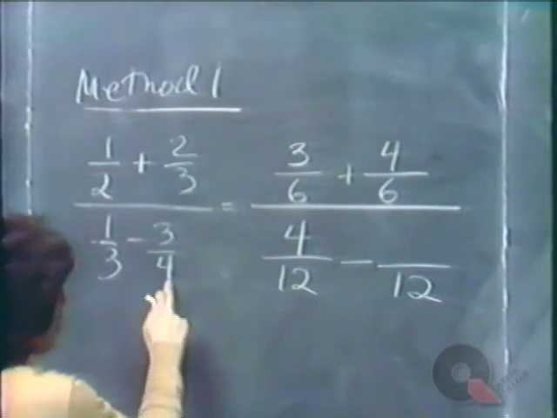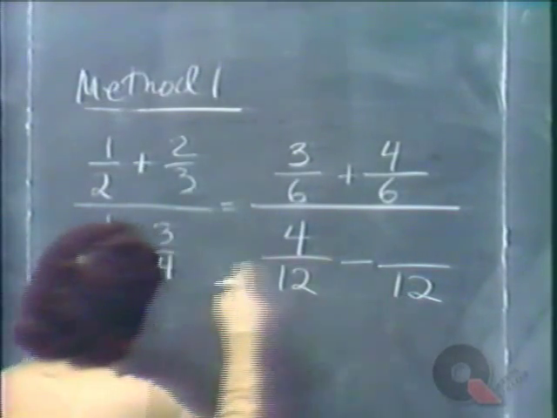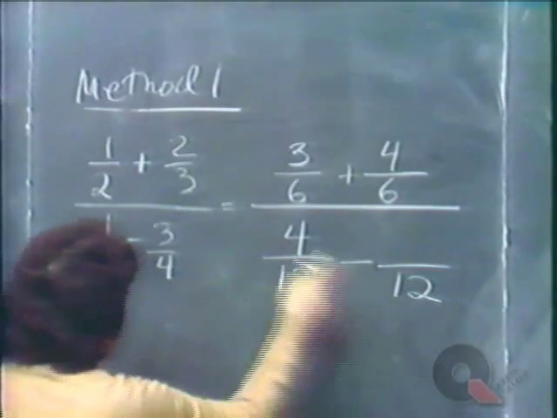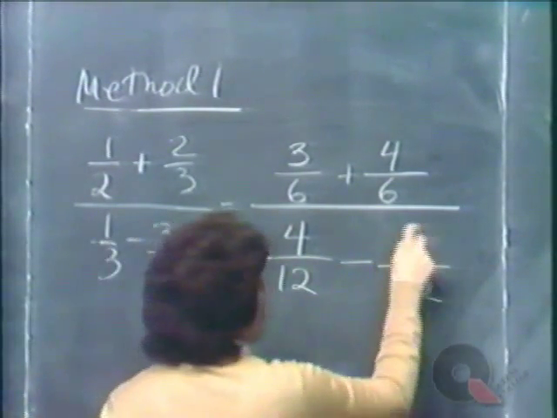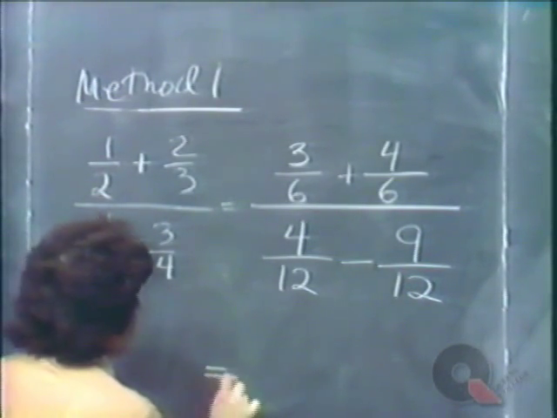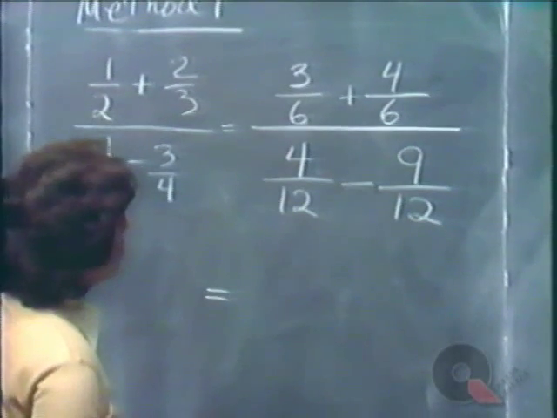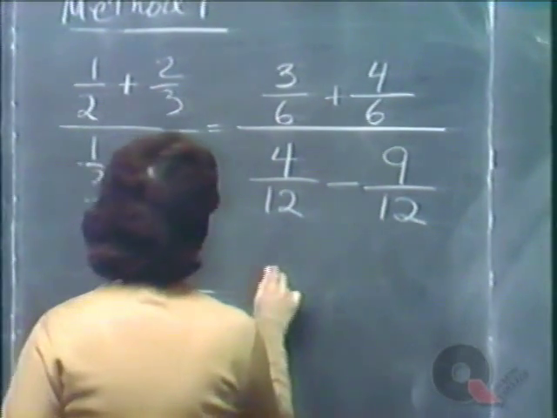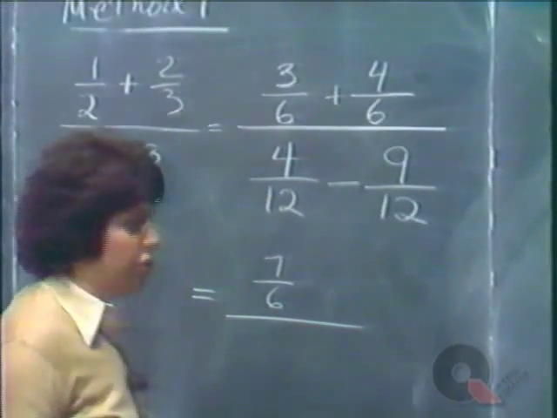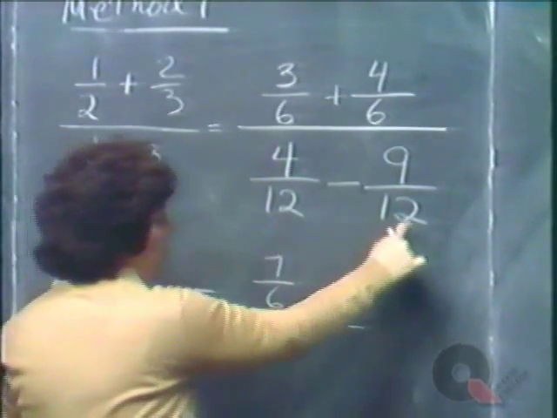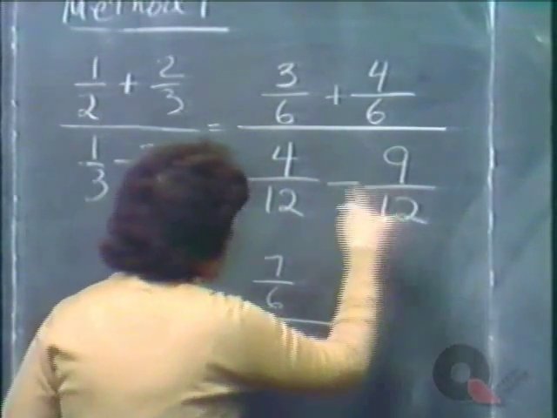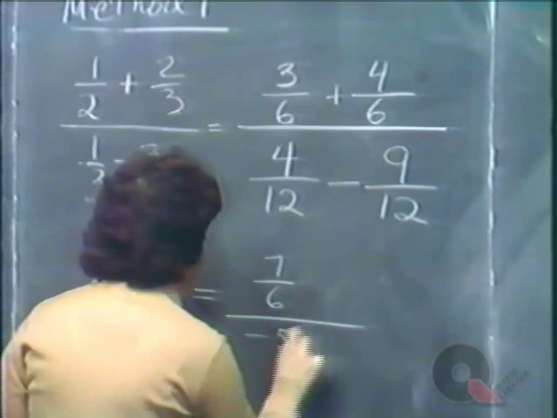Now subtracting 3/4, we want to get a fraction equivalent to it with denominator 12. To go from 4 to 12, the denominator was multiplied by 3, so the numerator must also be multiplied by 3. Okay, now let's look at the numerator. We have 3/6 plus 4/6. That's 7/6. Once you have the same denominator, you can add fractions by adding the numerators. And the same thing for subtraction. With the same denominators, you subtract the fractions by subtracting their numerators. 4 minus 9 over 12, which is minus 5 over 12.